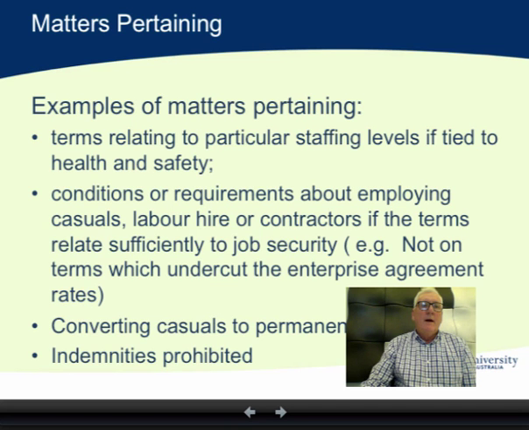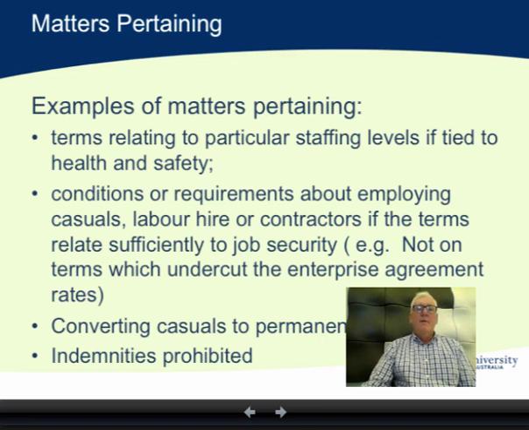Conditions or requirements about employing casuals. Now, note the terminology here: conditions, requirements about employing them, labour hire or contractors, if the terms relate sufficiently to job security. And the example that's given in the commentary is that labour hire or contractors can come onto the site and undertake work, but they're not allowed to do so on rates or on terms which undercut the enterprise agreement rates. You can see the outcome of not having that in is that you could end up with predominantly contractors and labour hire people and no employees. So that's something that relates to the employment relationship.